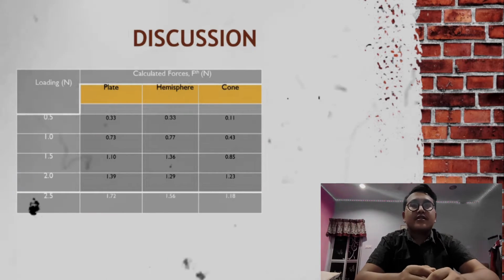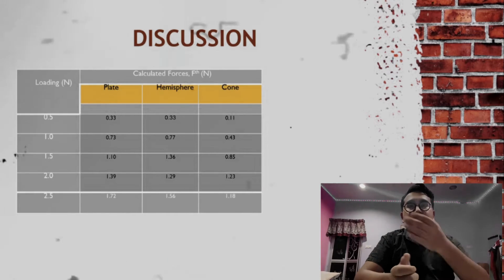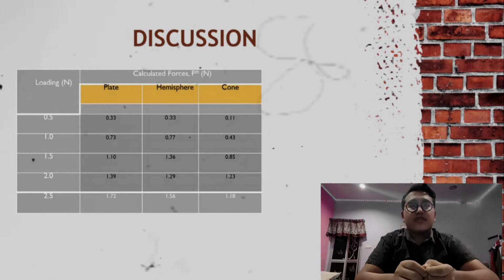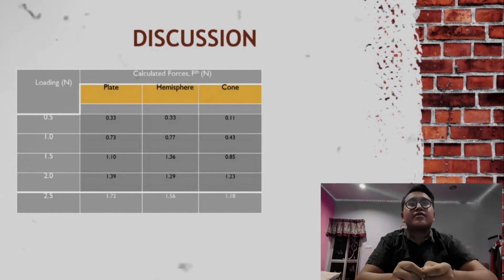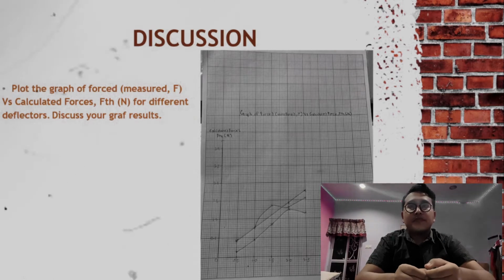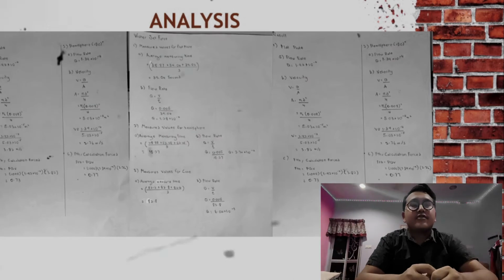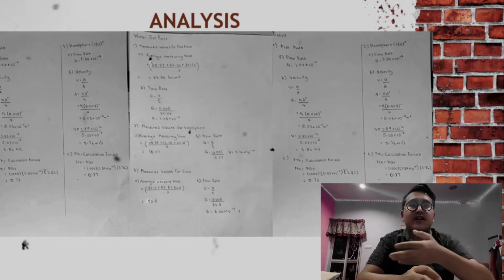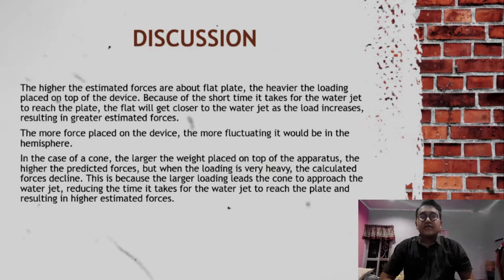So next, discussion. This is the discussion that we get from this experiment. So now, discussion also. This is a graph. Plot the graph of force measured F versus calculated force P_th for different deflectors. Discuss your graph result. Now is the analysis. This is how to calculate. So now you will see the discussion.